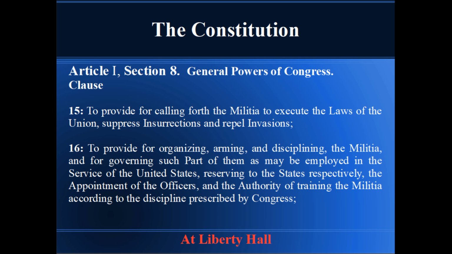Article 1, Section 8, General Powers of Congress. Clause 15. To provide for calling forth the militia to execute the laws of the Union, suppress insurrections, and repel invasions. Clause 16. To provide for organizing, arming, and disciplining the militia and for governing such part of them as may be employed in the service of the United States, reserving to the states respectively the appointment of the officers and the authority of training the militia according to the discipline prescribed by Congress.